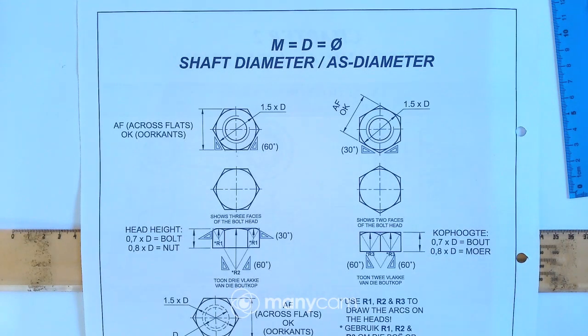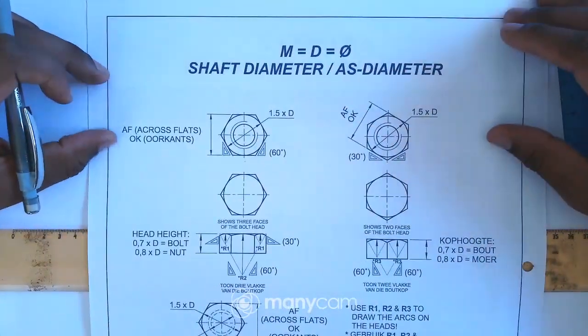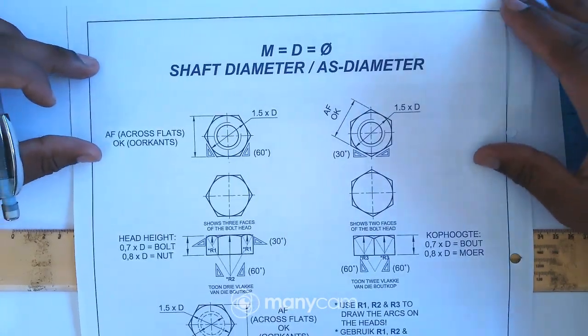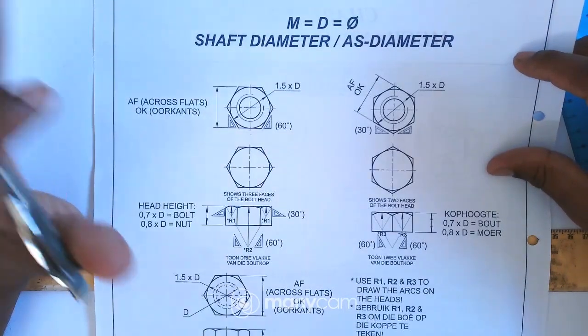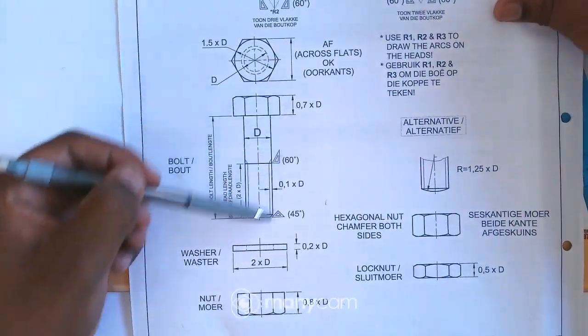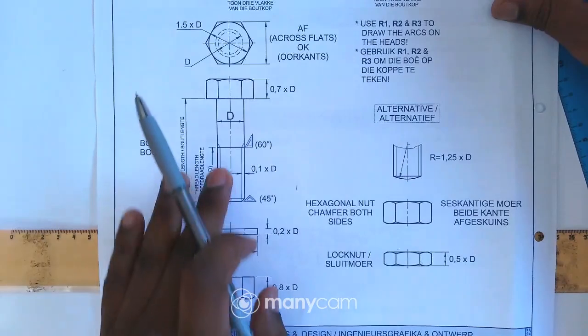Day. In this video I'll show you how to construct a bolt and a nut. So I took this page from the JPEGD workbook for grade 11 EGD. Obviously these are notes about bolts and nuts and washers as well. So if you look here, I have the bolt there and I have a nut there. So I'll show you how to construct the two.